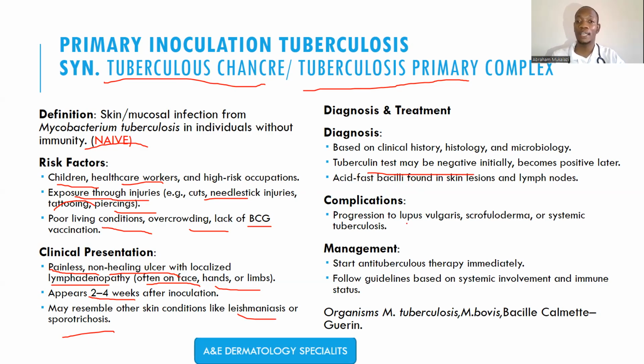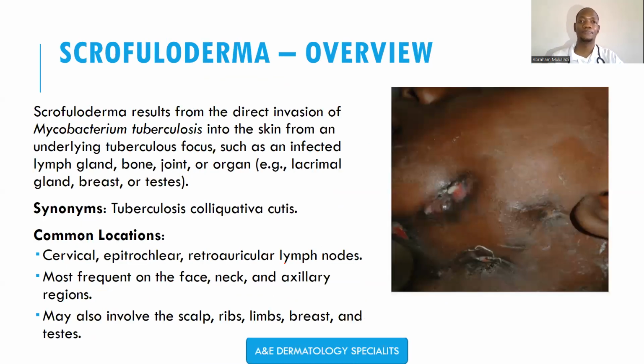Then it can complicate into lupus vulgaris, scrofuloderma lesions you're going to see, or even systemic tuberculosis. Management is the standard antibacterial therapy. And then in this case, you can also vaccinate the patient with BCG if they have never been vaccinated. And this primary tuberculosis inoculation can occur in settings of Mycobacterium tuberculosis in bovis or even following vaccination.